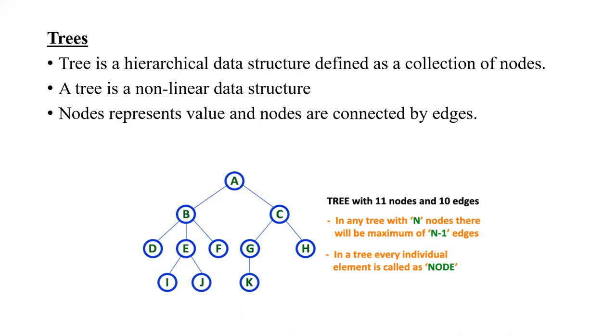Now let us see this diagram. In this diagram, everything which is being represented within a circle is going to be called as nodes. And the lines which are connecting all these circles are going to be called as edges. In any tree with n nodes, there will be a maximum of n minus 1 edges. And in a tree, every individual element is going to be called as node. In this tree, there are 11 nodes and these nodes are being connected with 10 edges.